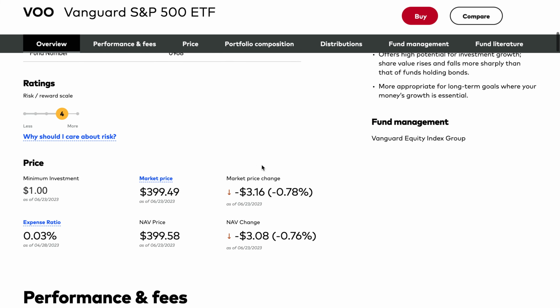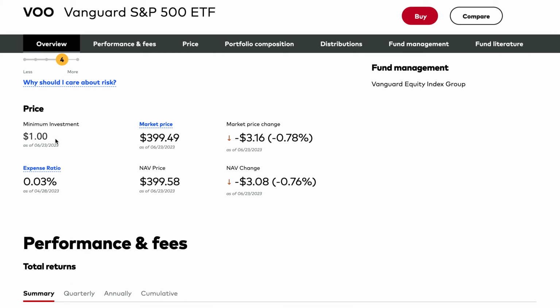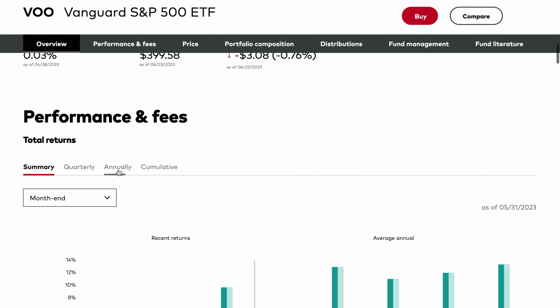Again, they have this risk reward scale, and if you want, you can click "why should I care about risk." That's something I would encourage you to look at as well. Price, minimum investment $1. So if you're getting this from Vanguard, you can get in with $1 by fractional share. So very, very accessible to investors with small capital or just starting out.